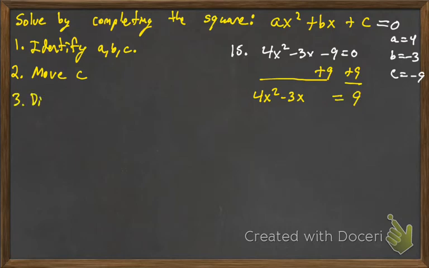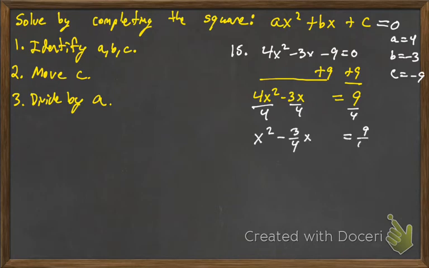The next thing we're going to do is divide both sides by a. If the a is 1, we won't need to do that step, but in problem number 15, the a is 4. So we're going to divide everything by 4. And this is to rig it to get a perfect square trinomial. So x squared minus 3/4 x is equal to 9 over 4.